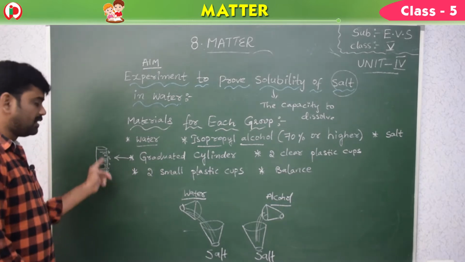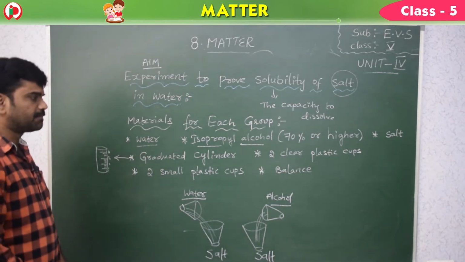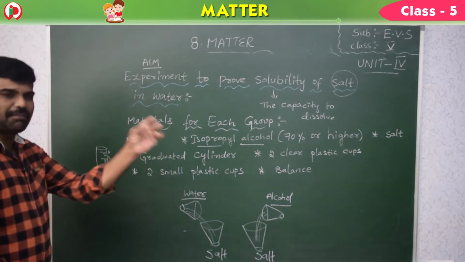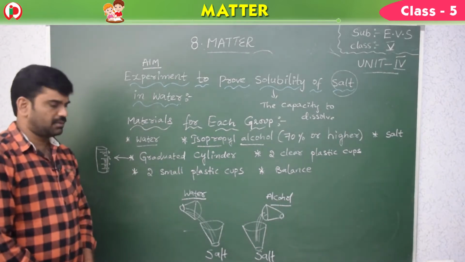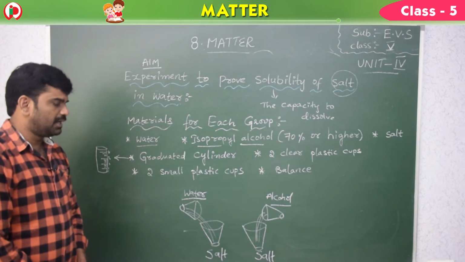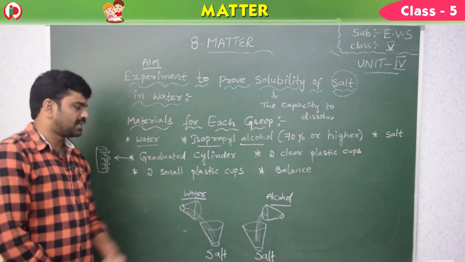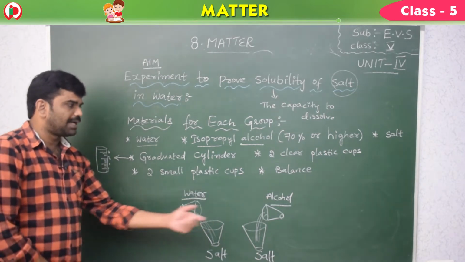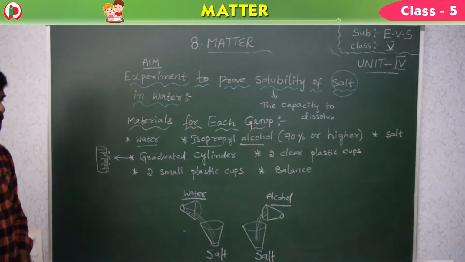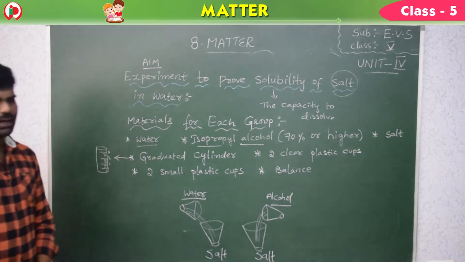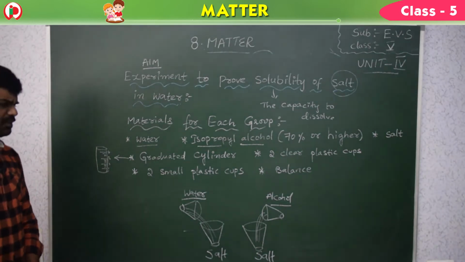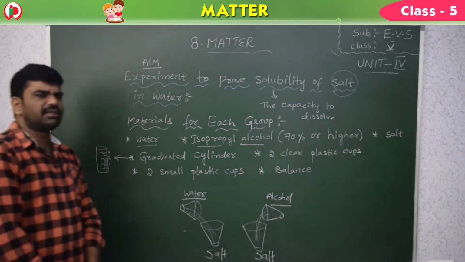This is a graduated cylinder to measure the liquids. Two clear plastic cups and two small plastic cups. Here, see, two small plastic cups and two clear plastic cups. See, these are the clear plastic cups. And a balance. A balance is to measure things.